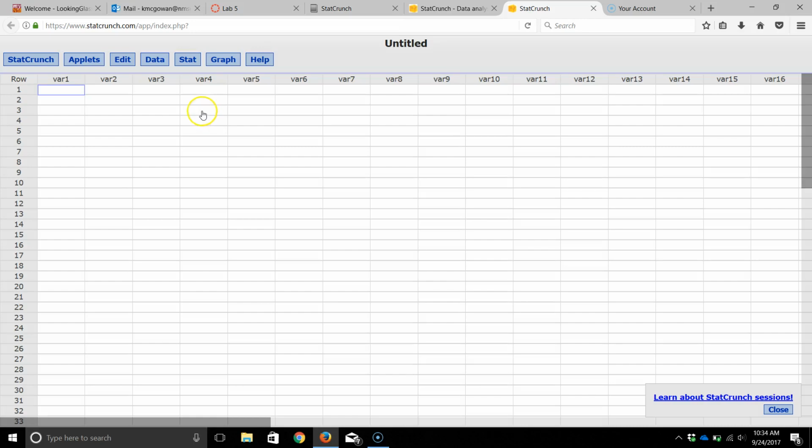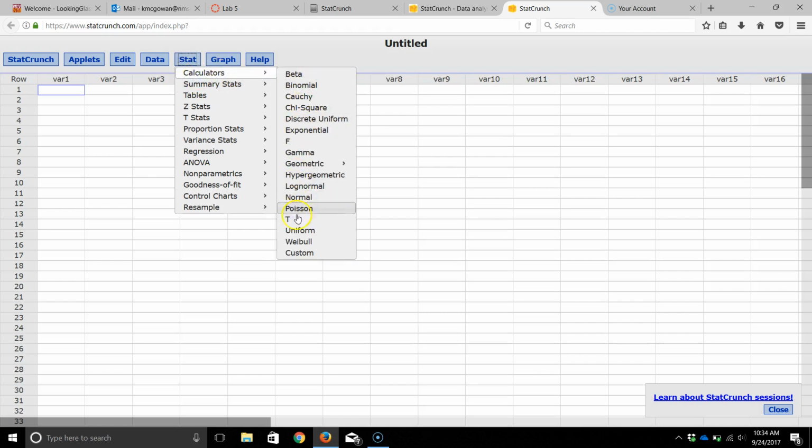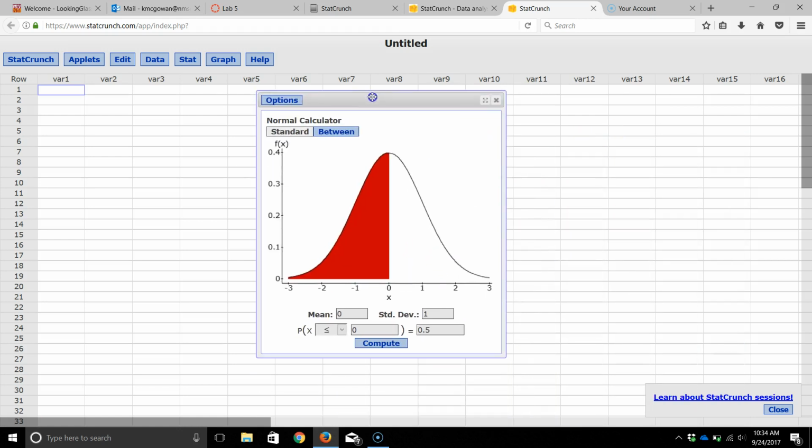For Lab 3, we'll be learning how to use the normal distribution calculator. We'll click Stat, Calculators, and Normal. The normal distribution calculator offers two options, the standard option and the between option.